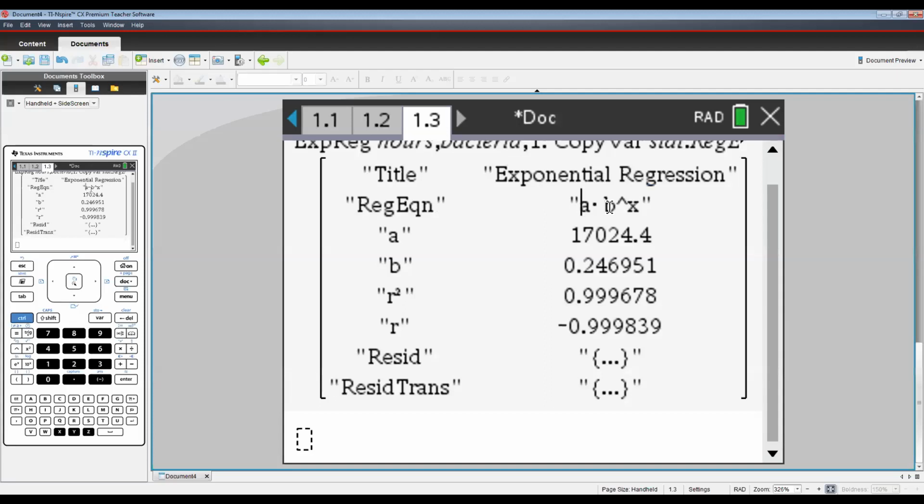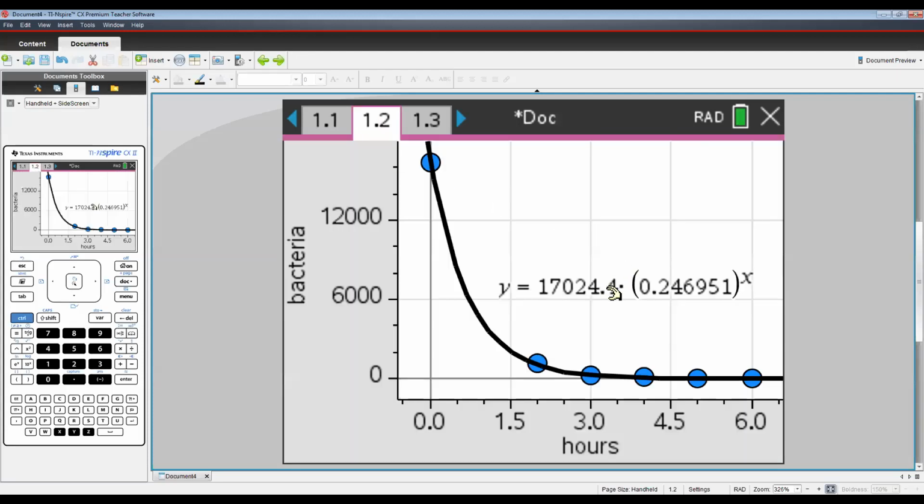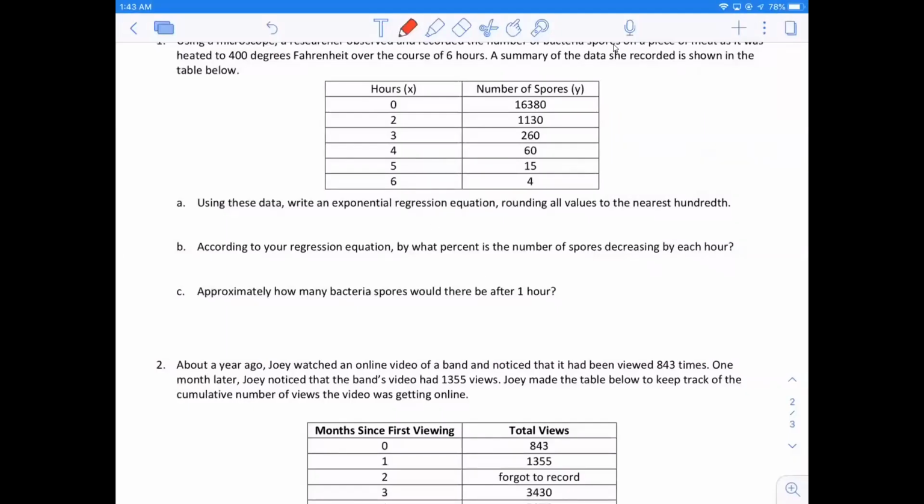Y equals A times B to the x power. You plug in for A, you plug in for B, right? Here's a correlation coefficient, same kind of deal. But if you want the equation, you just plug A and B into that equation. That little caret, that's an exponent symbol. So if you plug in, you're going to get the same equation here. All right, so I'm going to head back to my iPad. And let's write this equation down.